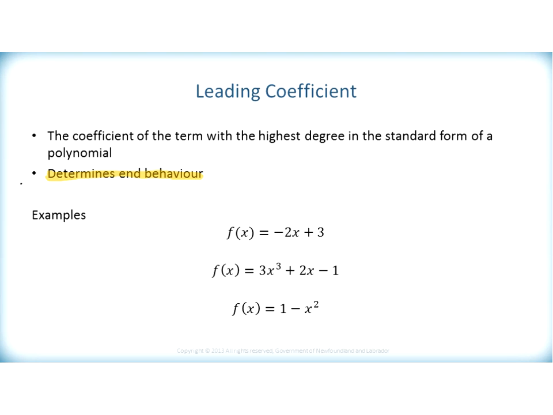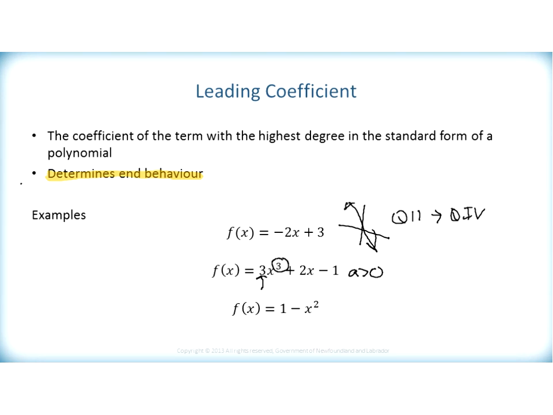The graph would look something like this, and that means it would go from quadrant 2 to quadrant 4. In the next case, we have a cubic, a function of degree 3, and the leading coefficient would be 3. That means a would be greater than 0.